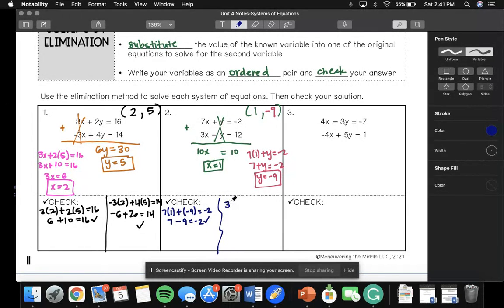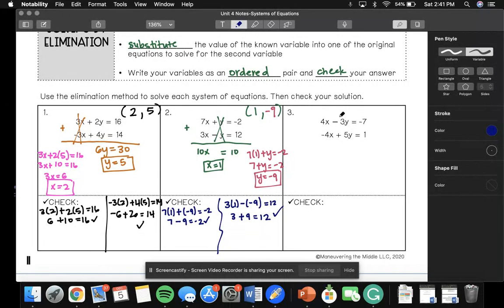3 x's, 3 1's, minus a negative 9 minus my y should equal 12. 3 1's is 3, a negative 9 is a positive, and 3 plus 9 is 12. So this is the solution for this system. So go ahead and try number 3. I'm going to have you guys try to solve it all the way out, and then you're going to try to type in your answer.